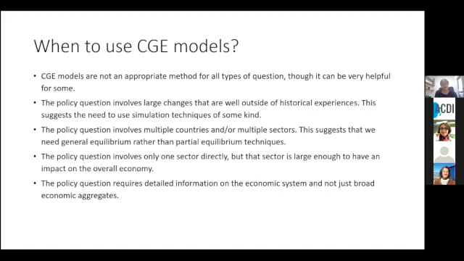They're also used when the question involves one sector, but that sector is large enough to have impacts on the overall economy. So then it becomes important to understand those spillover effects. And then also if you're interested in detailed impacts on the economic system and not just the broad economic aggregates.